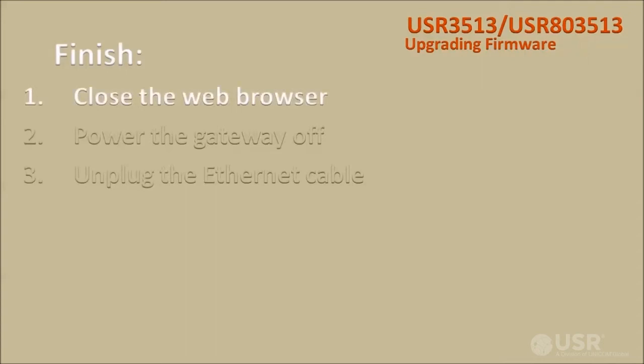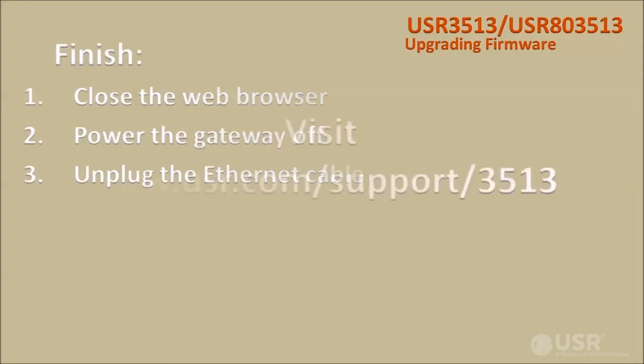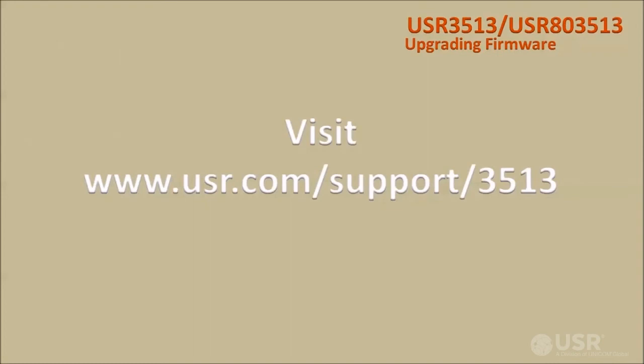If there's no other settings to change, close the web browser, power the gateway off, and unplug the Ethernet cable from the gateway and the computer. For more details about the Cellular Gateway, see the USR3513 User Guide, which can be downloaded from this USR support page.